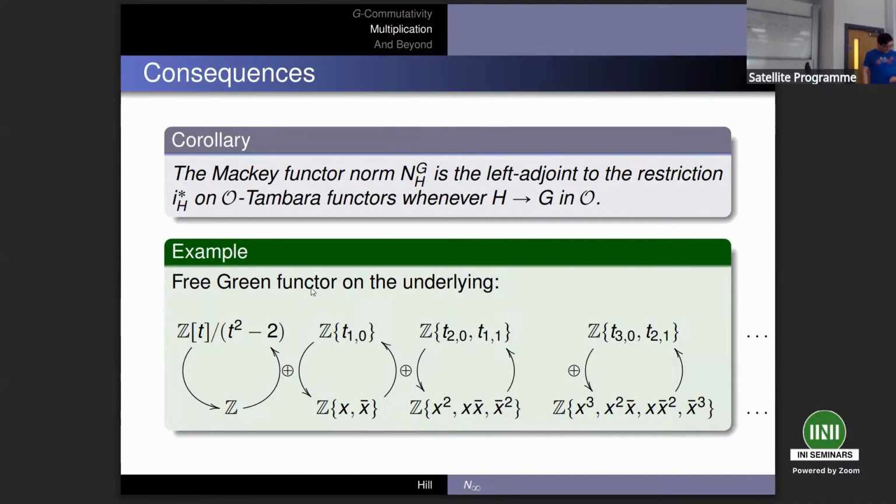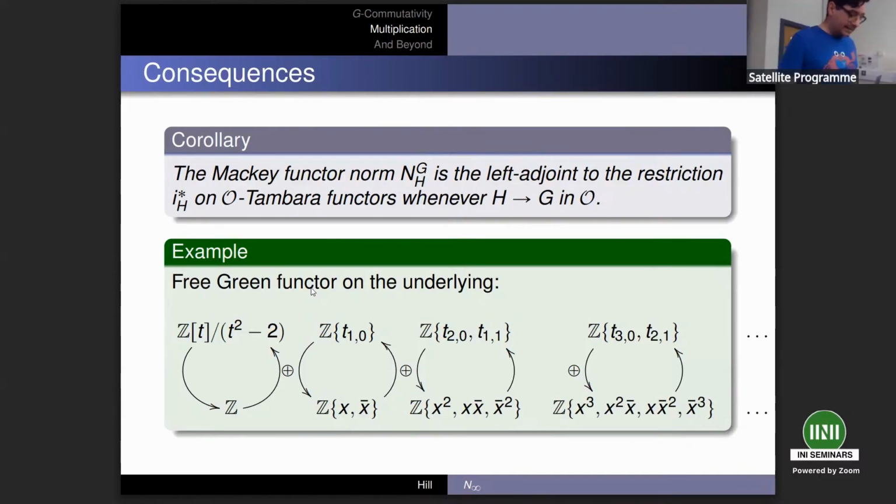Now, there's some really nice consequences. The first is the sort of ambidexterity type result, although here it's not by any means ambidextrous. This is actually more a sinister result in that I'm describing to you the left adjoint. So the Mackey norms are the left adjoint to the forgetful functor on the O commutative monoids.